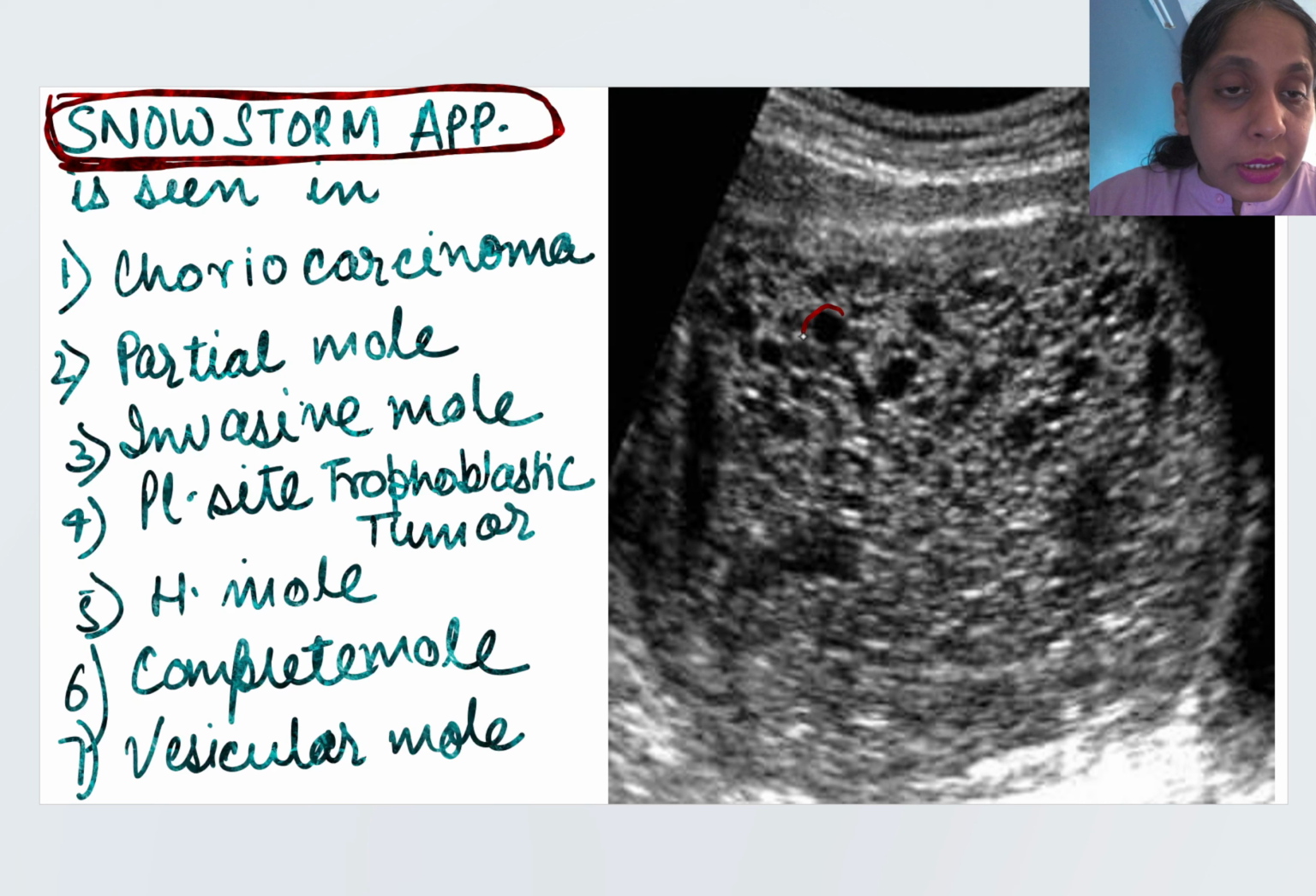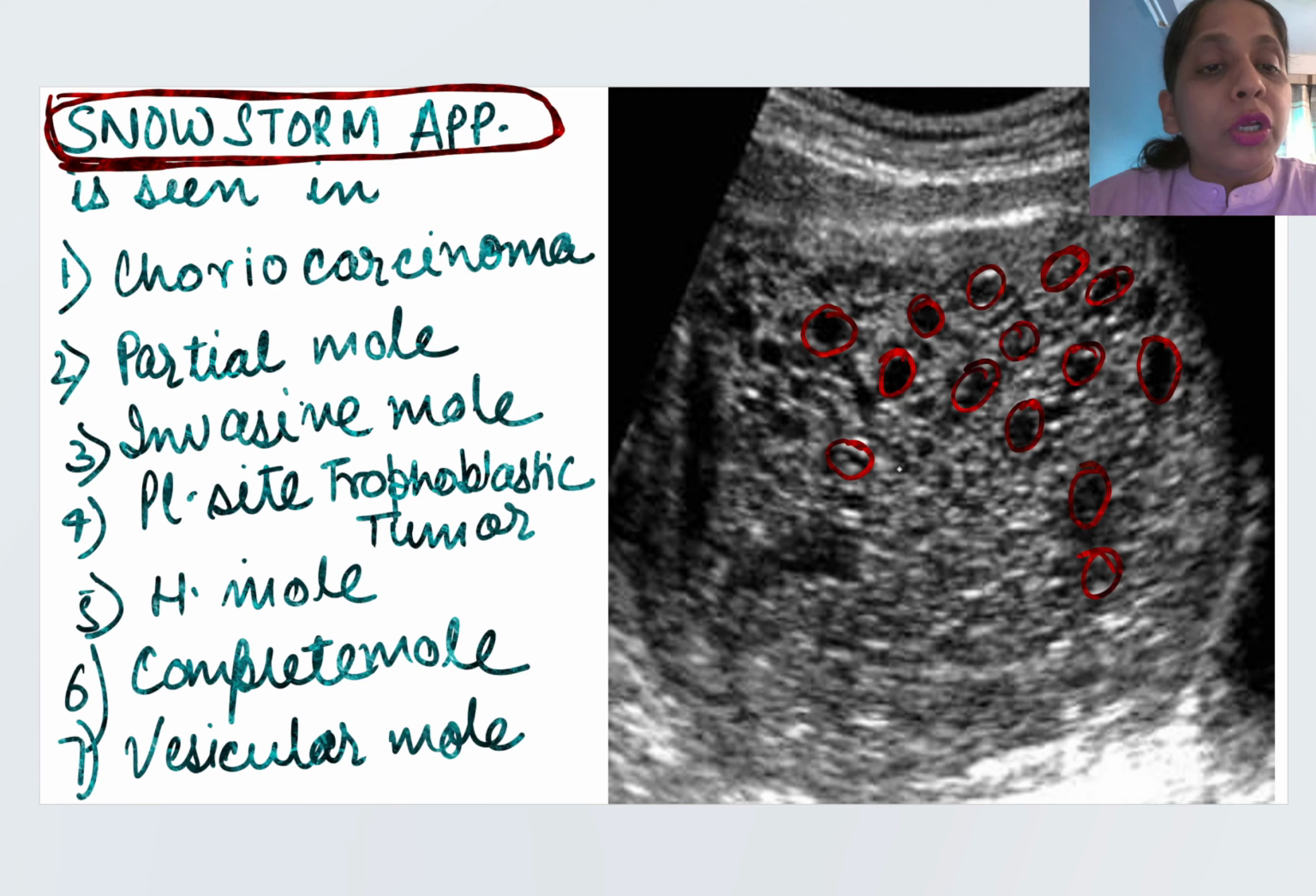So those villi engulf the water inside them, and after some time they undergo degeneration, so they are known as hydropic villi. What are these red-marked areas which I have marked? These are nothing but the villi. Water has gotten inside them and they have become cystic. That is the black part, and the black part is the fluid inside them.